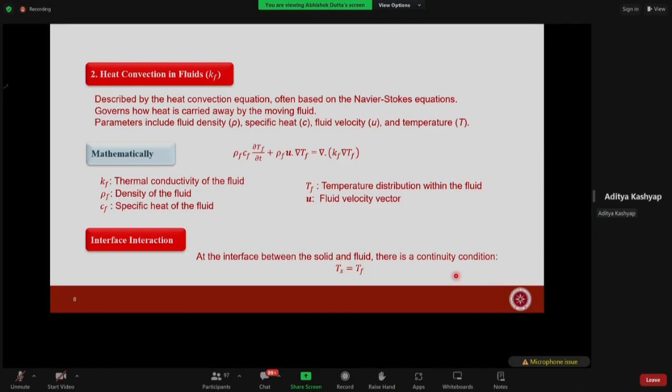So another thing on this interface. What if the interface between the solid and fluid also has heat generation? Is there a solution for this? Wait, let me understand. The solid and the fluid interface has heat generation. So we have a patch on the solid that is producing heat, and air is flowing on this.